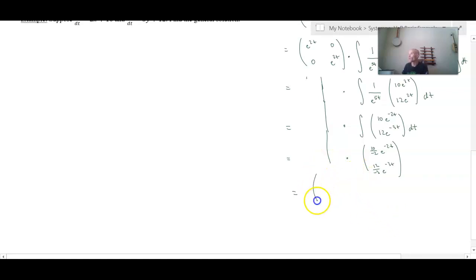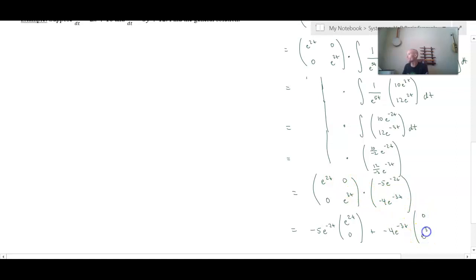Okay, so now we'll go ahead and write this as the matrix e to the 2t, 0, 0, e to the 3t, times this vector, negative 5e to the negative 2t, and negative 4e to the negative 3t. So when we multiply those together, we'll have this first component, negative 5e to the negative 2t, times the first column, e to the 2t, 0, plus negative 4e to the negative 3t, the second component times the second column.